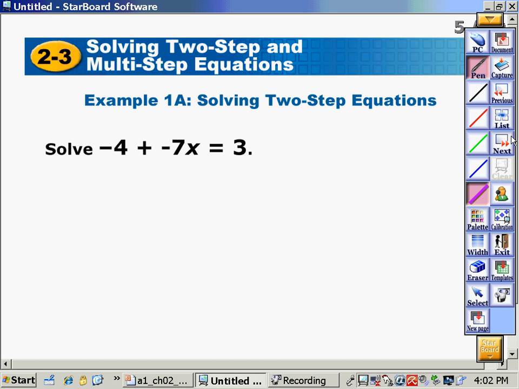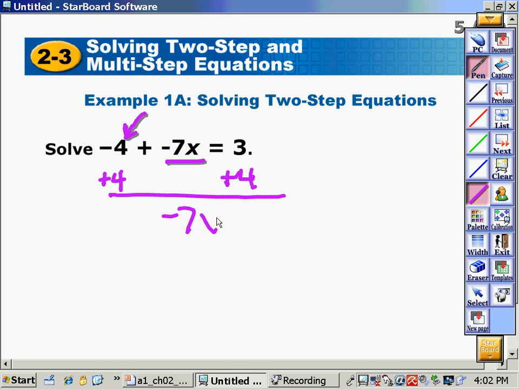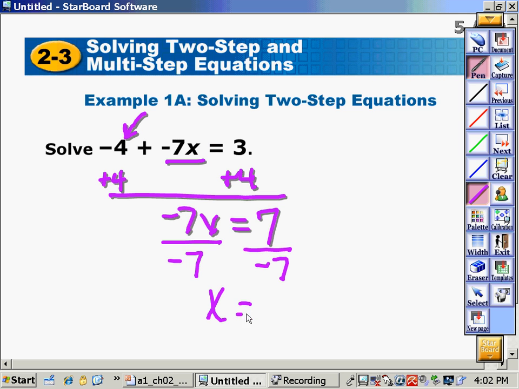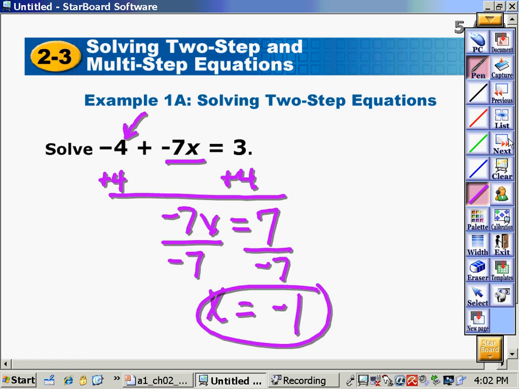Next problem, basically the same thing. We're going to use opposite operations. Notice that we're always starting with the constant that we're moving to the other side. We're going to leave our x sitting right by the equal sign and move the constant. Since it's a negative 4, I'm going to add 4 to each side. Opposite of multiplying is dividing, and we are going to divide by the same number, negative 7. Now, do you remember what 7 divided by negative 7 is? It's not 0, it's negative 1. Great job.